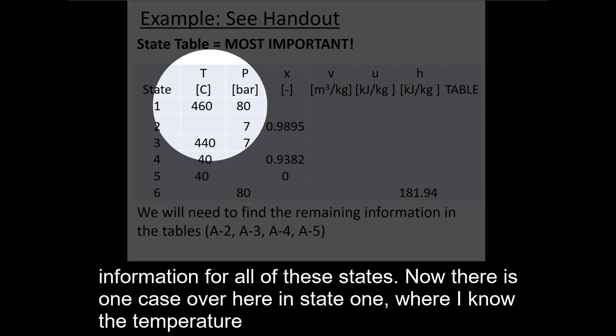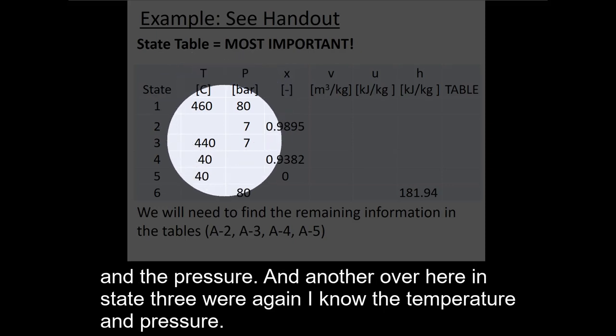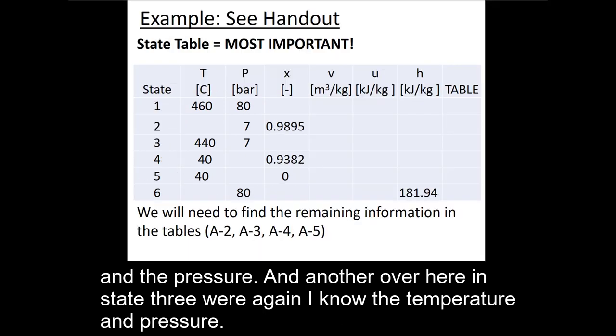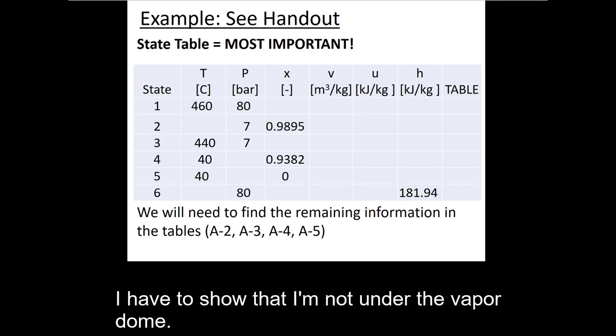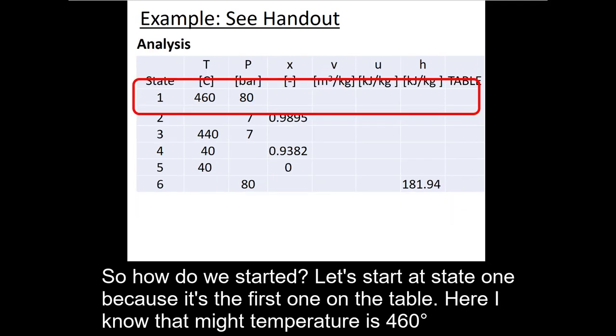Now, there is one case over here in state 1 where I know the temperature and the pressure, and another over here in state 3 where, again, I know the temperature and pressure. So here, I'm hopeful that I can fix those states, but in order for that to be true, I have to show that I'm not under the vapor dome. So how do we get started?